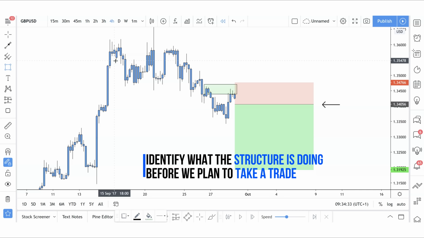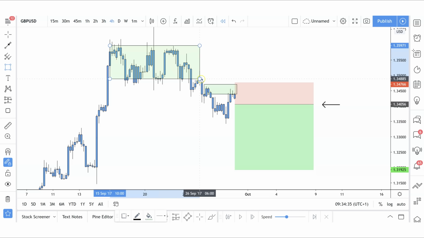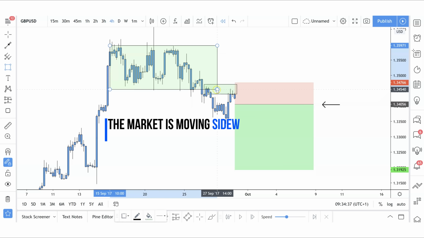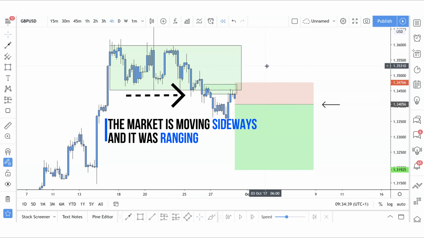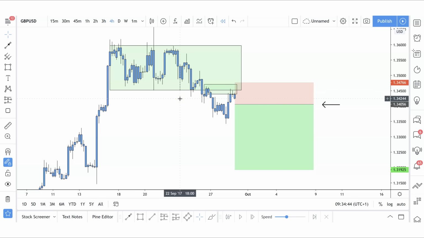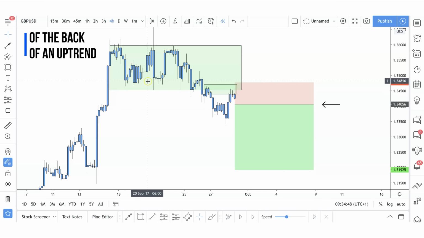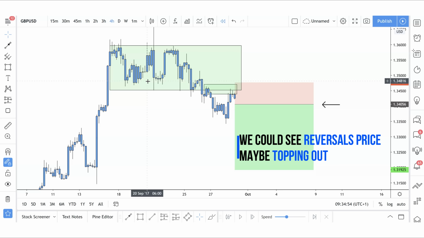Over the process of watching how this market played out, we started to identify that the market was moving sideways and it was ranging. Price wasn't able to break the structural highs, neither was it able to break the structural lows. So what we started to gather was that off the back of an uptrend, bulls are either taking profits, or bears are definitely stepping into the market. We could see a reversal as price may be topping out.